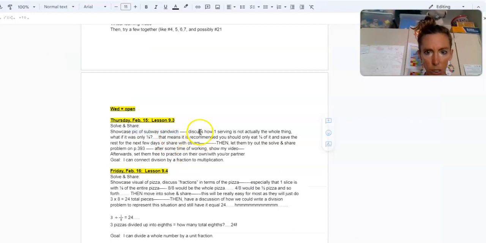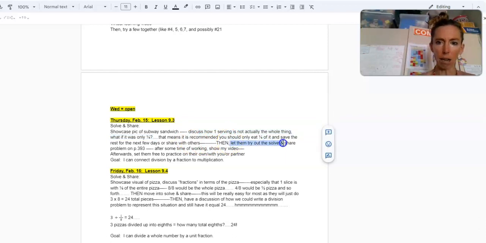And then I will discuss in the video, well, what if I told you that one serving of that sandwich is not actually the whole thing? What if it was only 1/4 of it? You can read that. And then I'll have them try out the solve and share after talking with me in the video. We'll pause it. I'll go through it. And then afterwards, they'll just be set free on practicing. Okay?